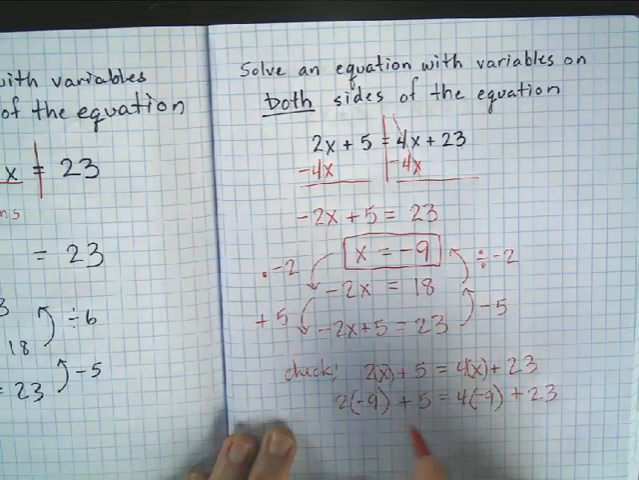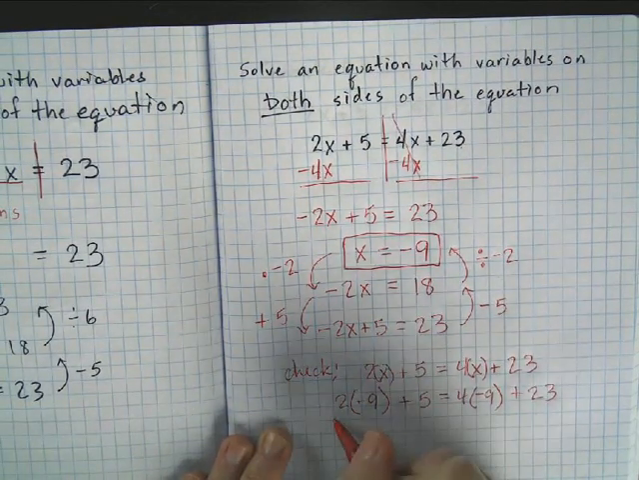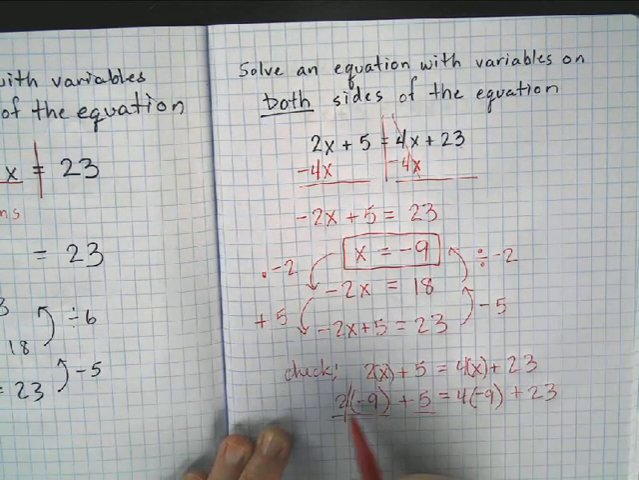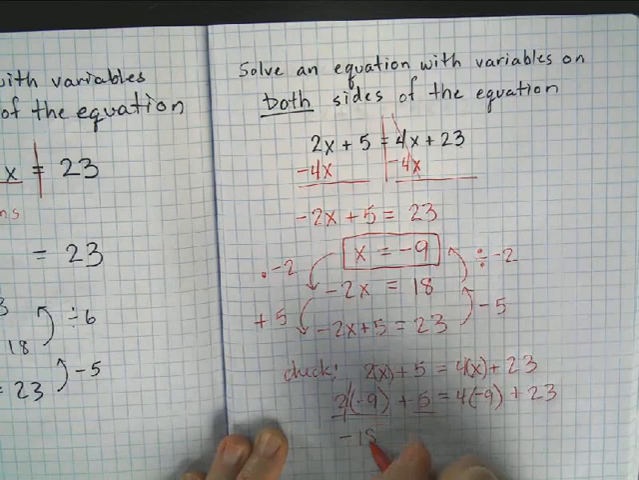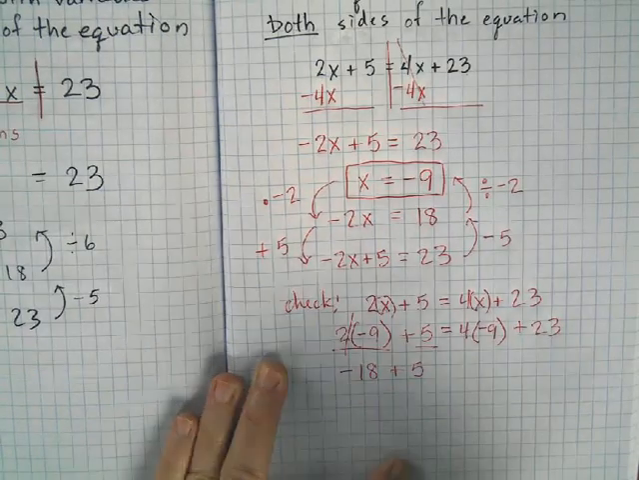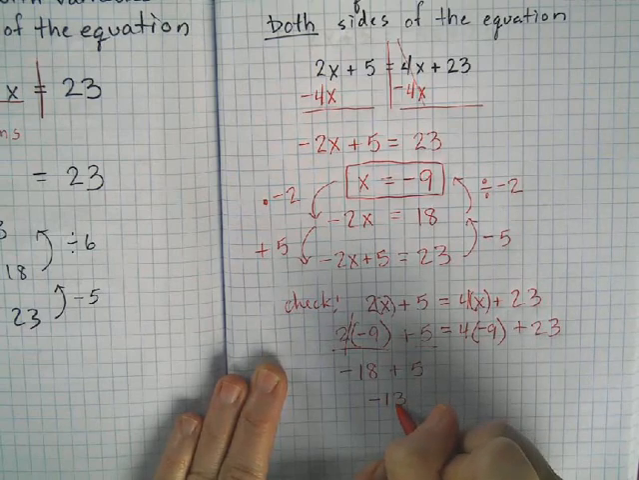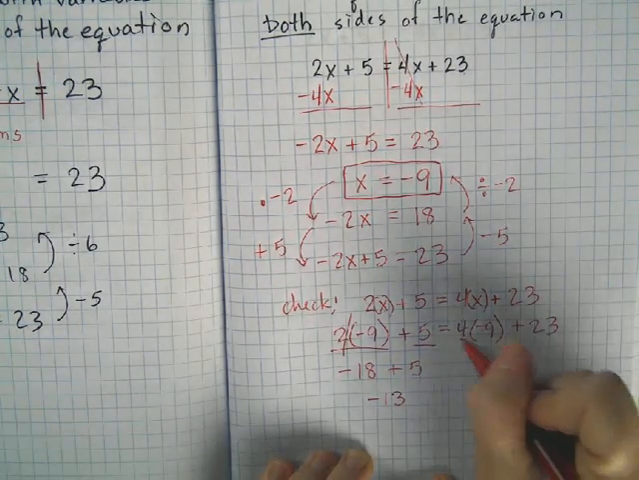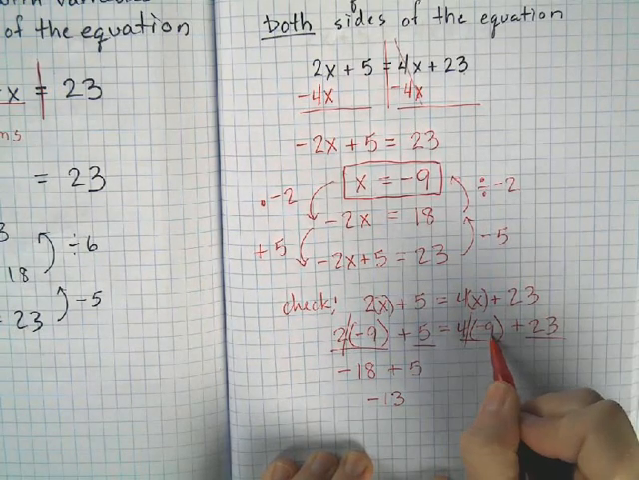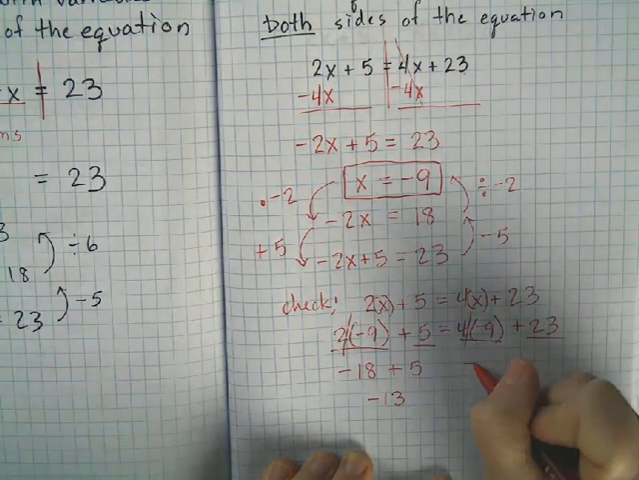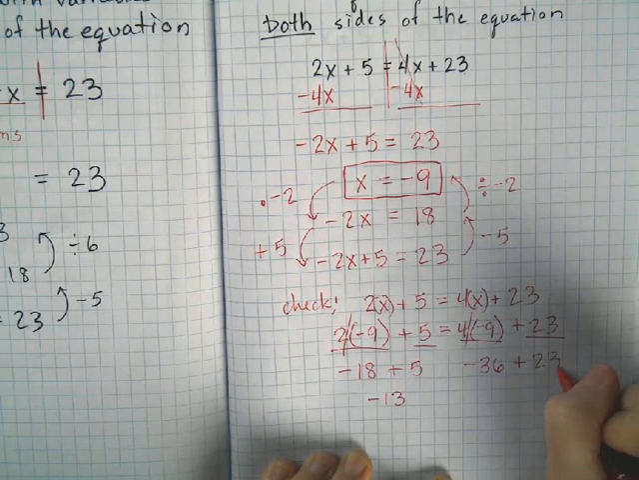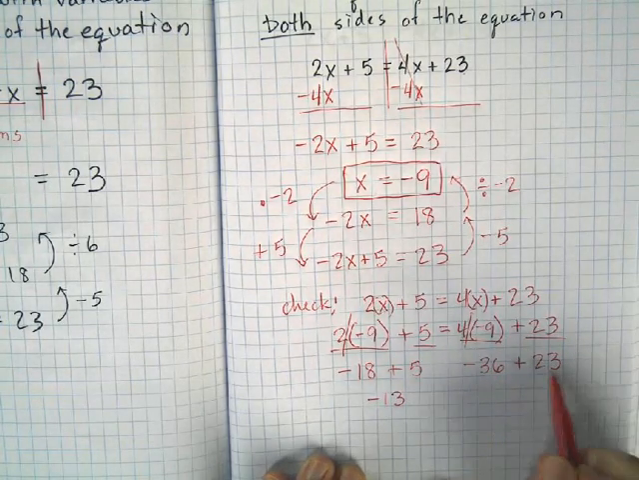So I'm going to simplify this side first. Underline plus sign, underline multiply. 2 times negative 9, that's negative 18. Negative 18 plus 5, that's negative 13. And then on this side, underline plus sign, underline multiply. 4 times negative 9 is negative 36. Negative 36 plus 23.